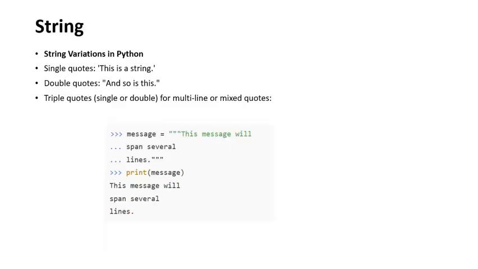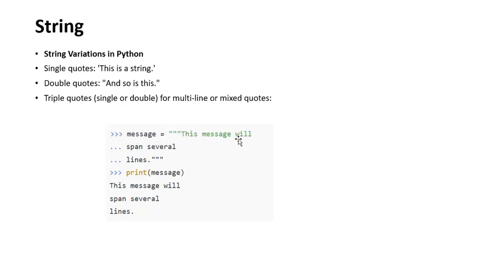And the next is string. String variations in Python. Let us see. String quotes, we have single and double. Those belong to string only. If I give single quotes also, that is string only. If I give double quotes also, that is string only. Triple quotes, single or double, for multi-lined or mixed quotes. Whatever you want, you can take.